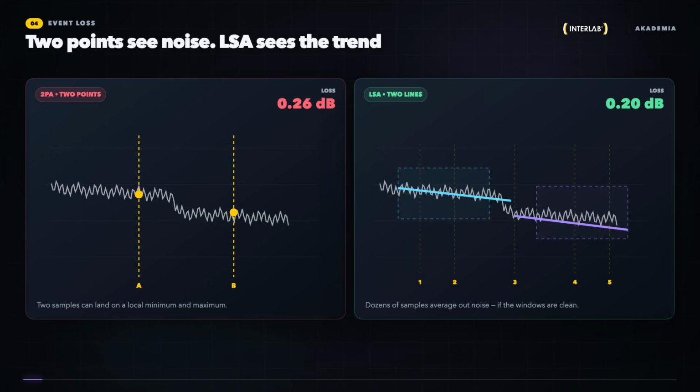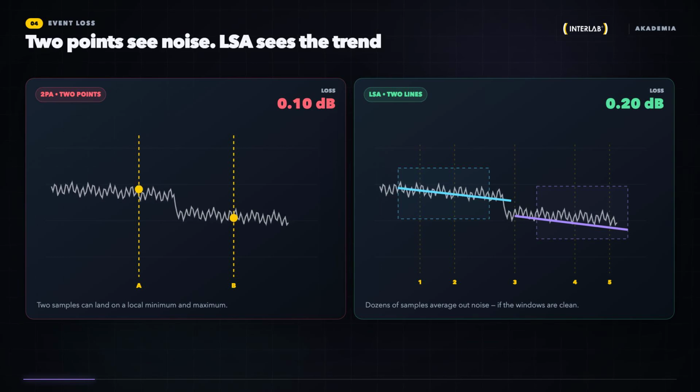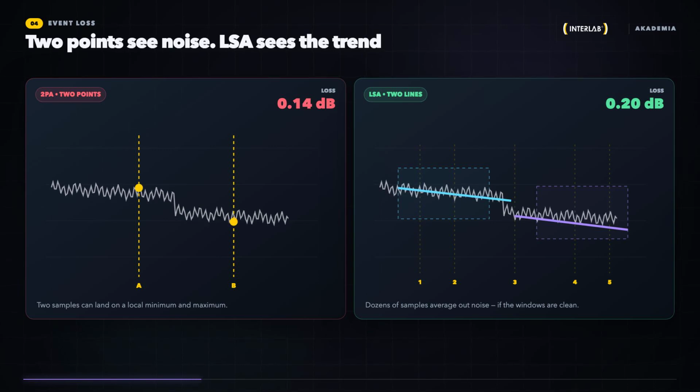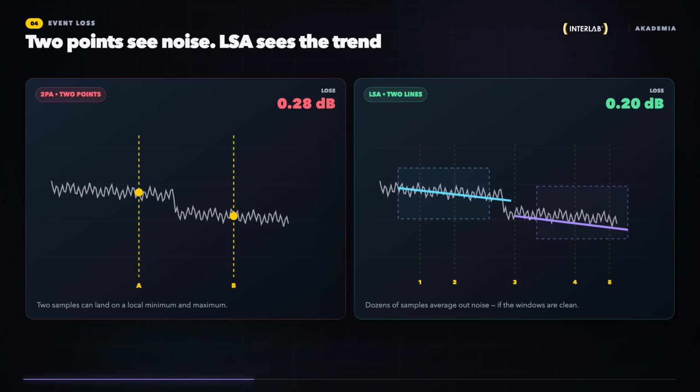How do you measure splice loss when the trace itself is noisy? The simplest two-point method subtracts the levels of two individual samples. If one marker lands on a local maximum and the other on a minimum, the result can fluctuate more than the loss being measured. The least squares approximation method works differently.